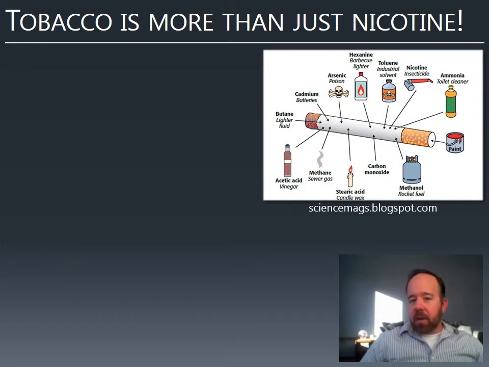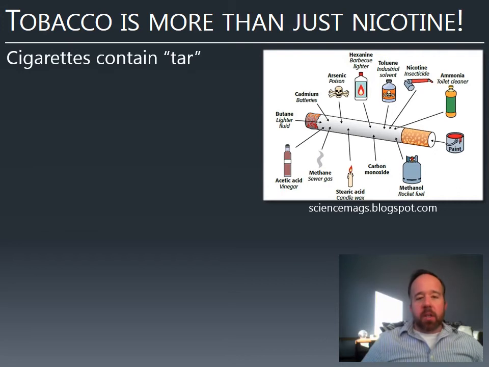Okay, and I'm sure we've all seen on anti-smoking ads that tobacco contains far more than just nicotine. And some of the things it contains are shown here in this picture on the right. But a lot of them are unpleasant. So for example, cigarettes contain tar, which is just a way of saying a mixture of various hydrocarbons. Again, some of them are unpleasant, but tar is not a specific substance in and of itself.